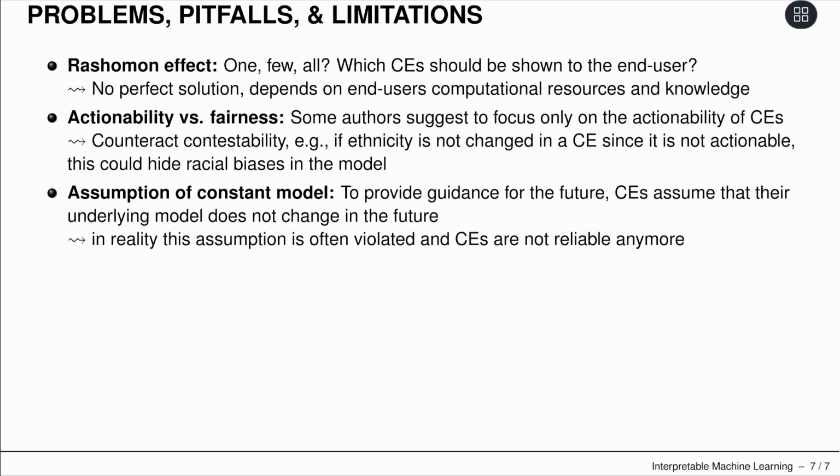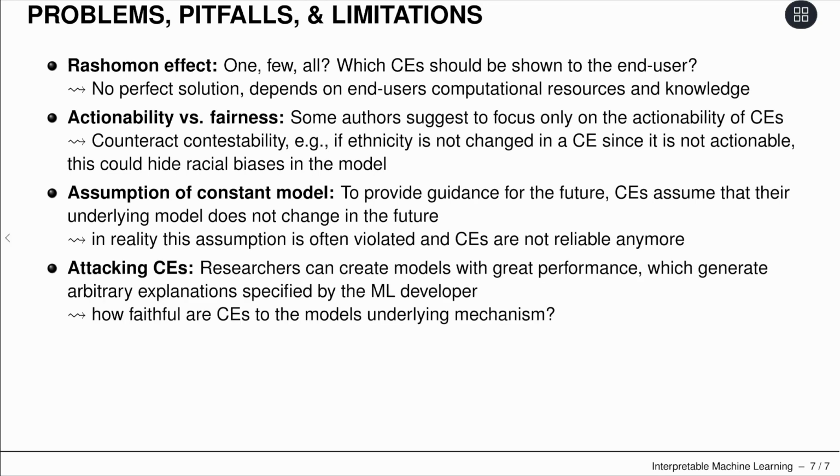Furthermore, we talked about that part also already briefly, is saying, of course, if your actual recourse is to wait for 1 year and then you're getting your loan, maybe the underlying model will have changed by then, right? So you can't assume that everything you're getting from a counterfactual will also hold true the next year, the next decade, or maybe not even the next day, right? Also coming back to attacking counterfactuals, it was also shown that researchers can create models with great performance which generate arbitrary explanations using CEs specified by the machine learning developers. So you could, for example, try to hide bias again and so on, which makes it very hard to really trust them if you don't trust the machine learning developer in the first place.